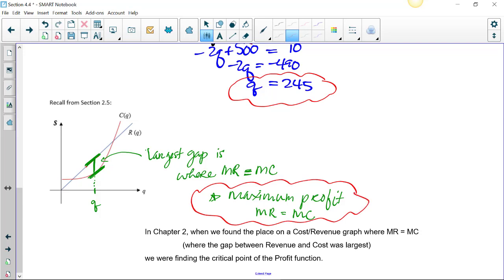Okay, so let's talk about the relationship between the critical point and the value that makes marginal revenue and marginal cost equal. Well, think about it. Maximum profit occurs at the critical point of the profit function. And then we talked about maximum profit in terms of marginal revenue and marginal cost. So we can find maximum profit by finding the place where marginal revenue is equal to marginal cost. So it's another way of finding maximum profit.